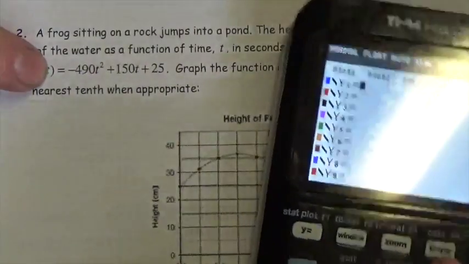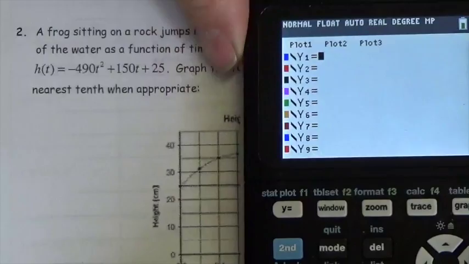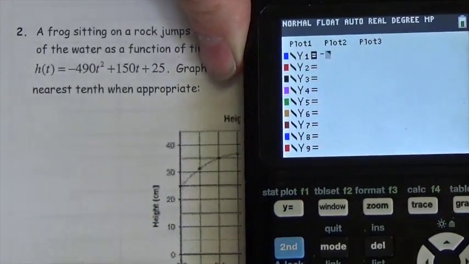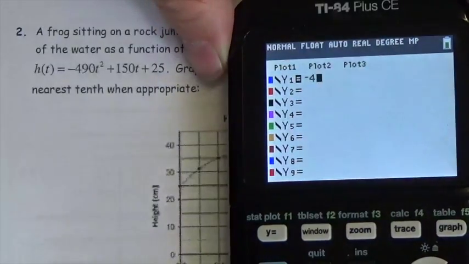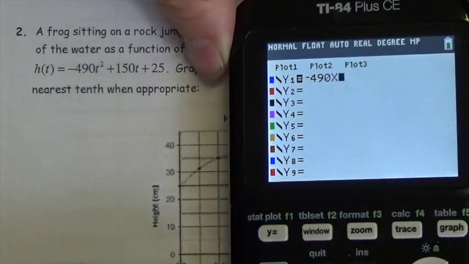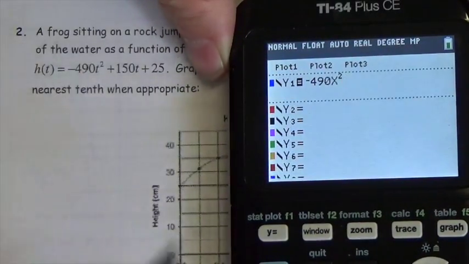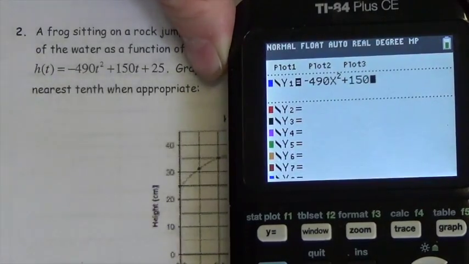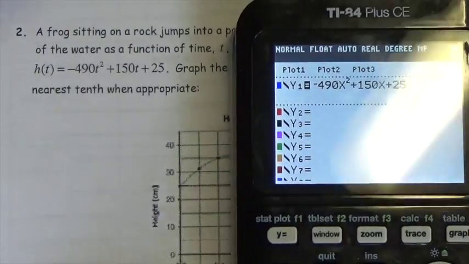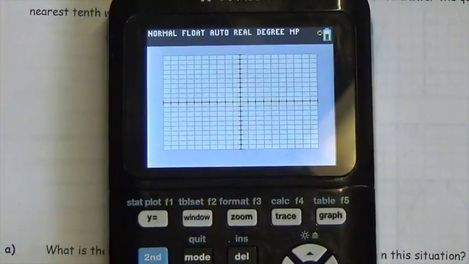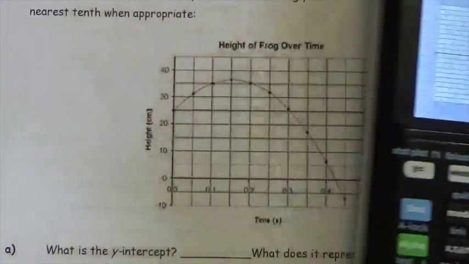So what I'm going to do is just enter in the equation as I see it. So I see negative, and again, I'm using this button here for the negative because it comes first, negative 490x squared plus 150x plus 25. All right, now, I would like to just press graph right now, but if I do and press graph, wow, that's not a very helpful graph here. So I've got to take a look at my window settings.